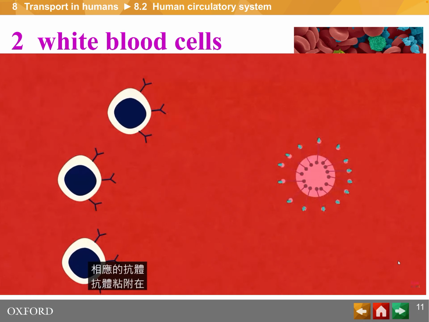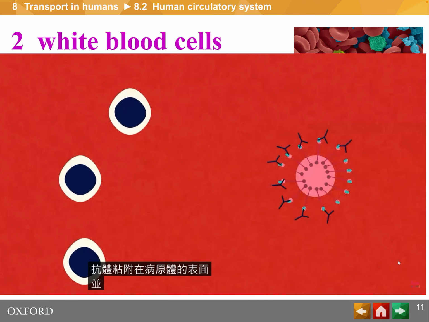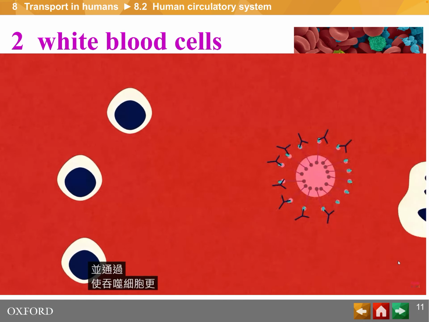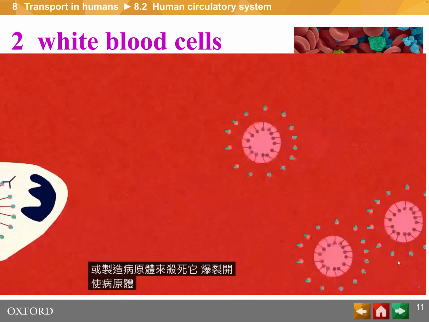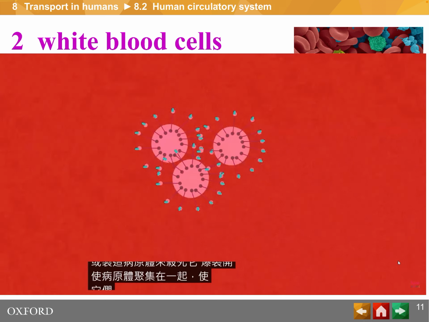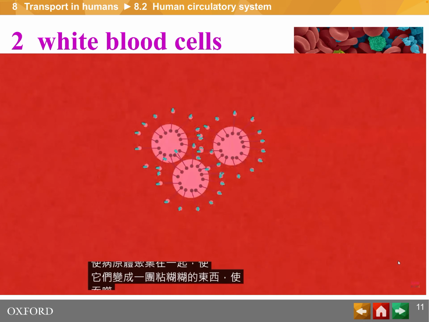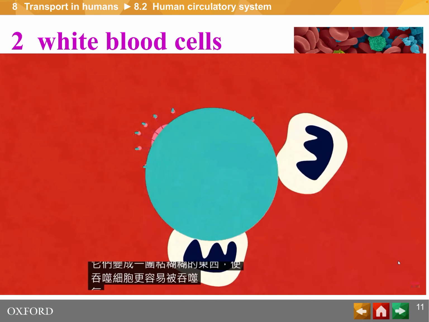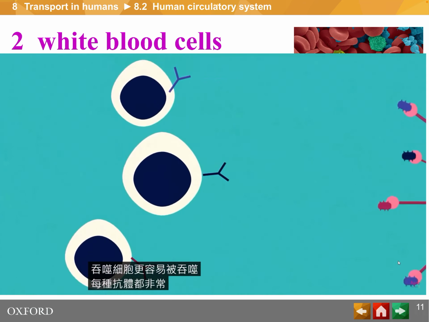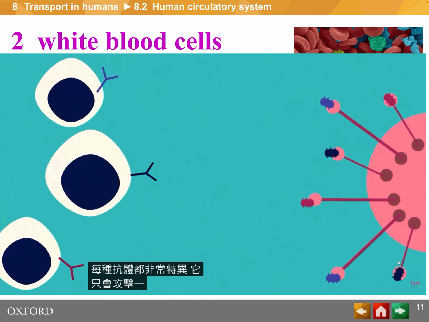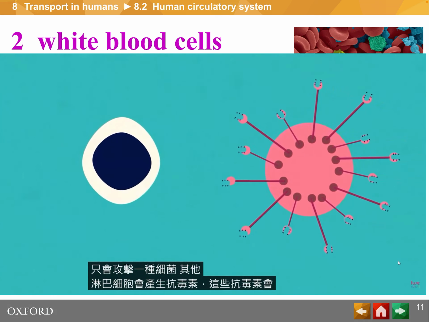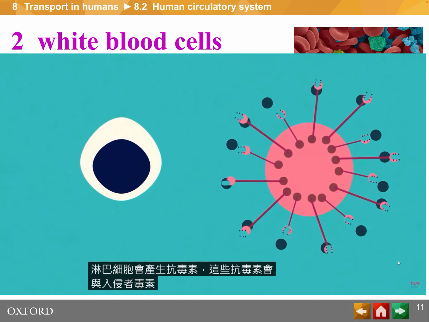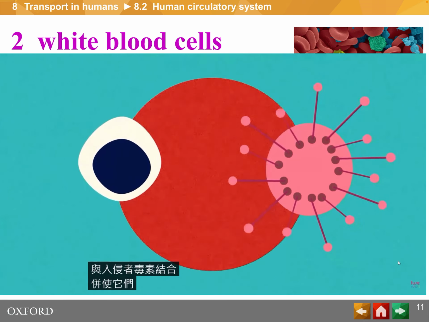The antibodies stick to the surface of the pathogen and kill it, either by making it easier for the phagocytes to ingest them, or making the pathogen burst, or by making the pathogens clump together, which turns them into a sticky mess and makes it easier for phagocytes to find them. Each antibody is very specific, it will only attack one type of bacteria. Other lymphocytes produce antitoxins, which combine with the invader's toxins and make them harmless.